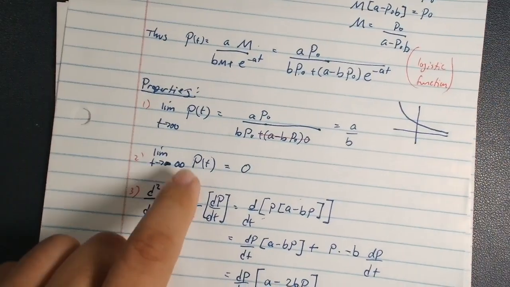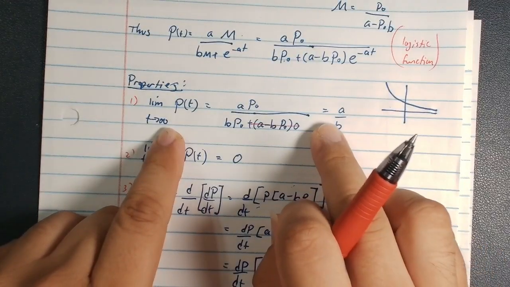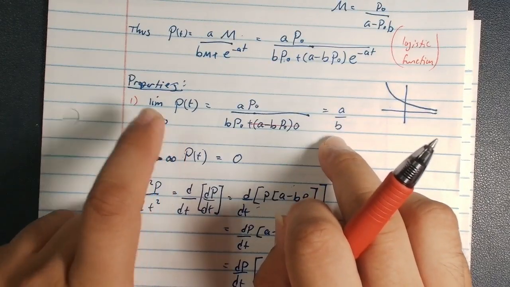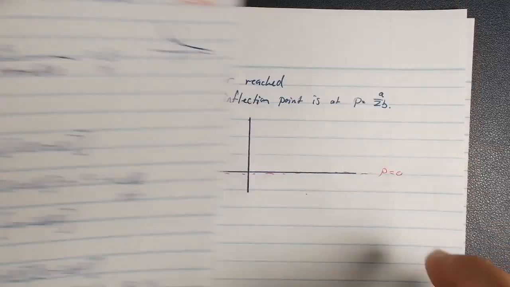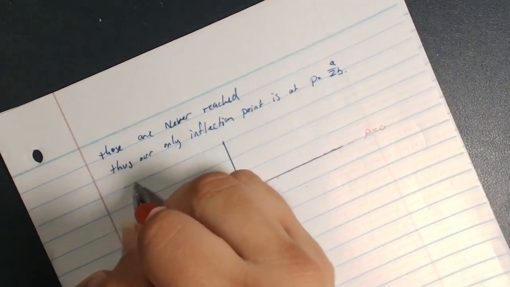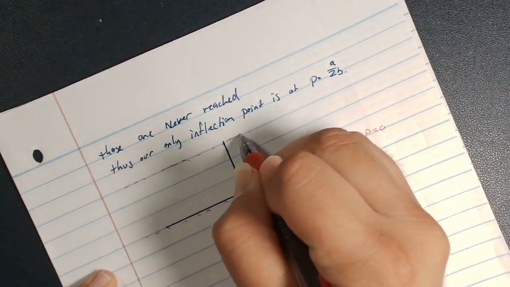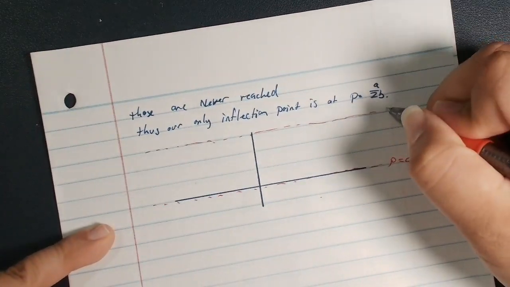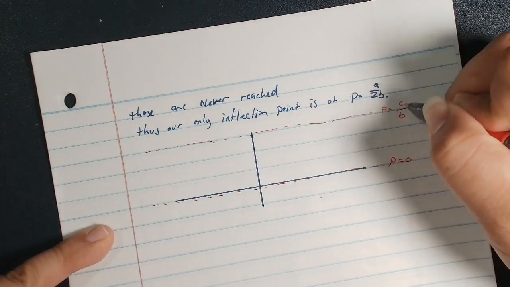When you go to the right, you're going to have an upper bound of A over B. You're never going to reach it. It's just going to get closer and closer to that. So you're going to have an upper asymptote of population equals A over B.